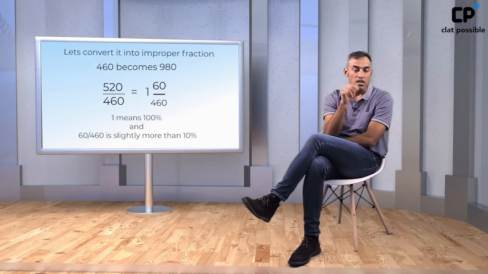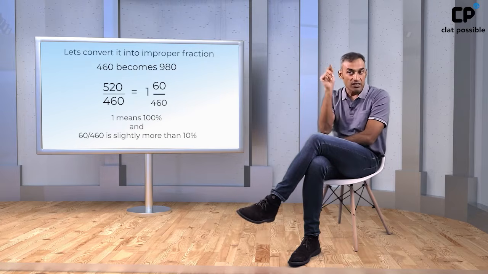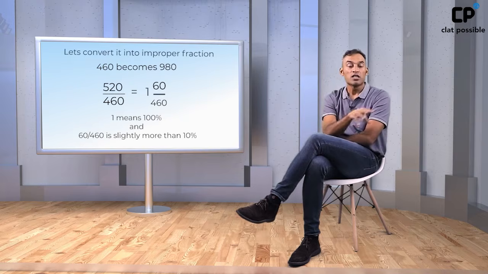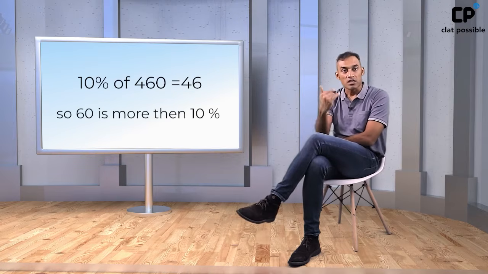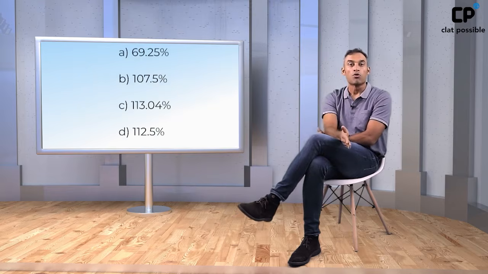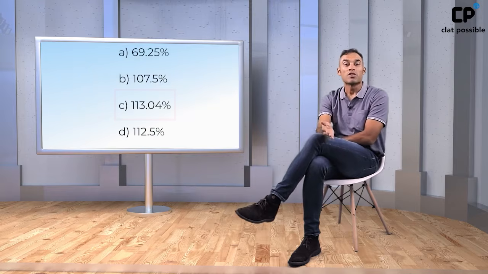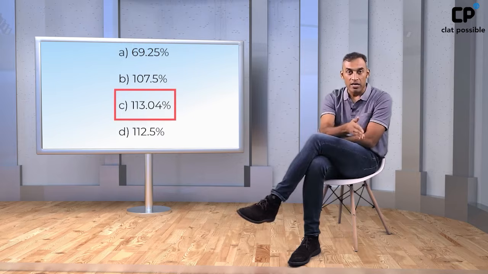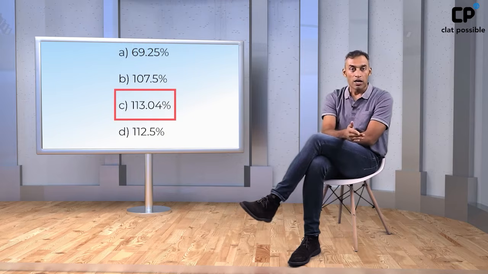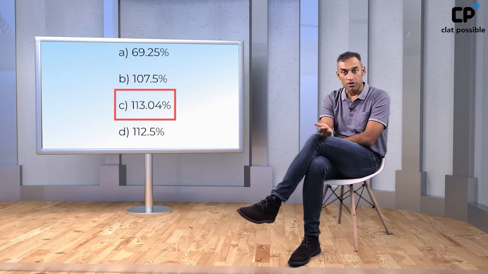1 obviously is 100%. And 60 upon 460 is what we need to calculate. So this is slightly more than 10%, because 10% of 460 is 46. Here we have 60, so 60 obviously is more than 10%. Again, I'm going to look at an option which is slightly more than 110%. So if there was an option which is between 100 and 110, I'm going to eliminate that. And I'm going to look at an option which is more than 110%.